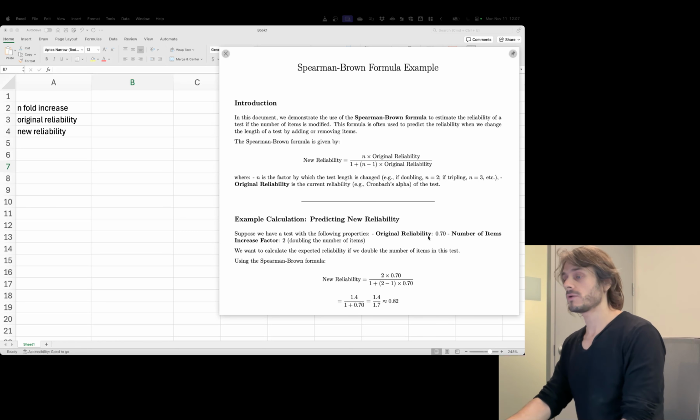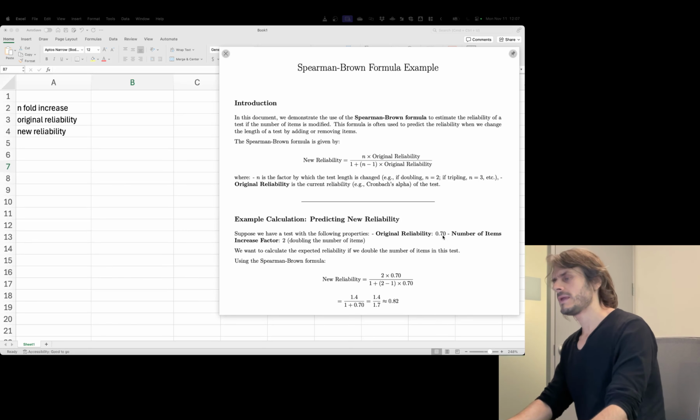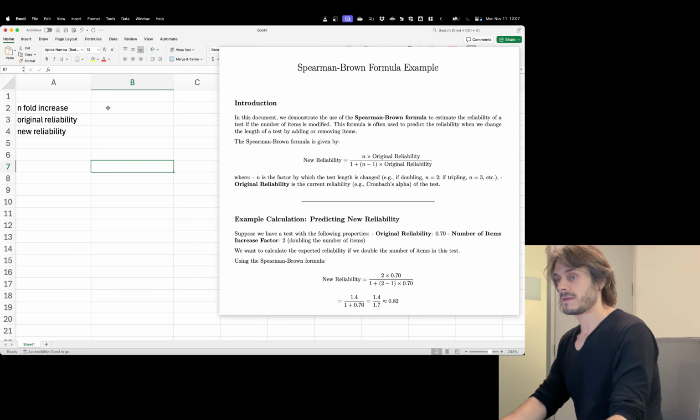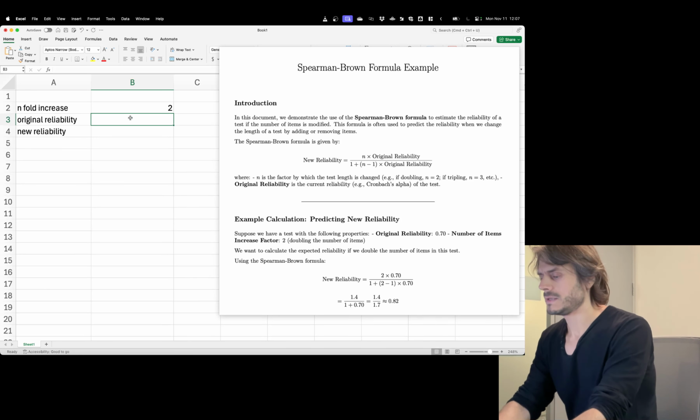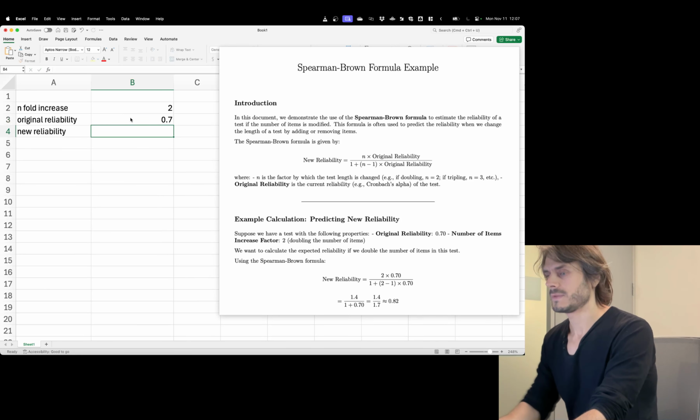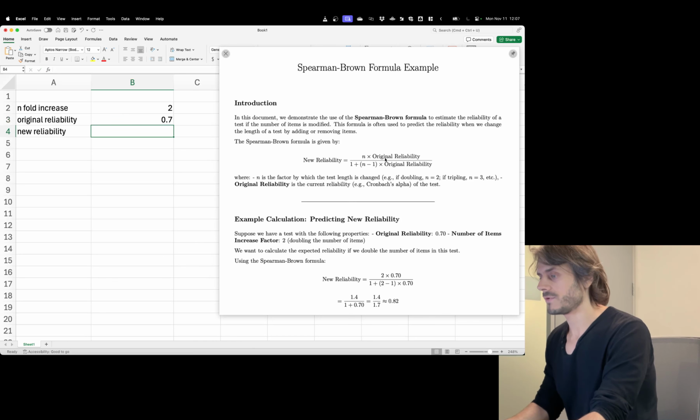And so we're going to use, as an example here, an original reliability estimate of 0.70. And we are considering doubling the number of items, which means that we have an n-fold increase of 2. So we're gonna plug in these numbers here. So I'm using Excel with no existing formula yet. So the n-fold increase here is 2. The original reliability is 0.7. And I'm going to apply this formula over here.